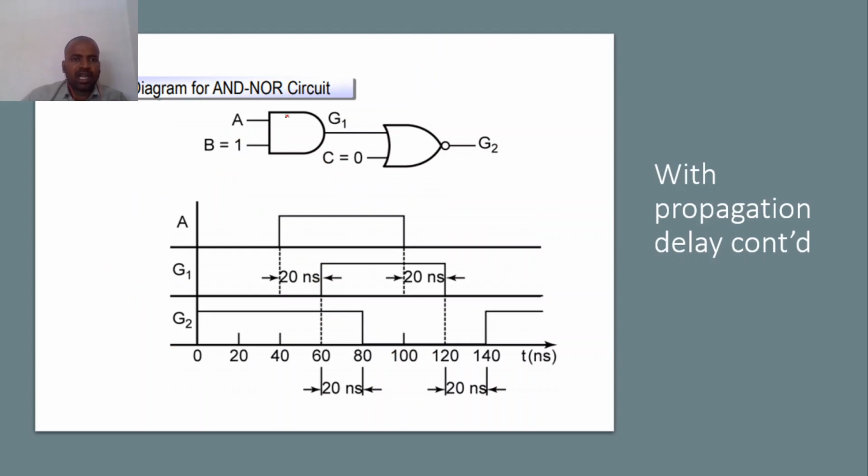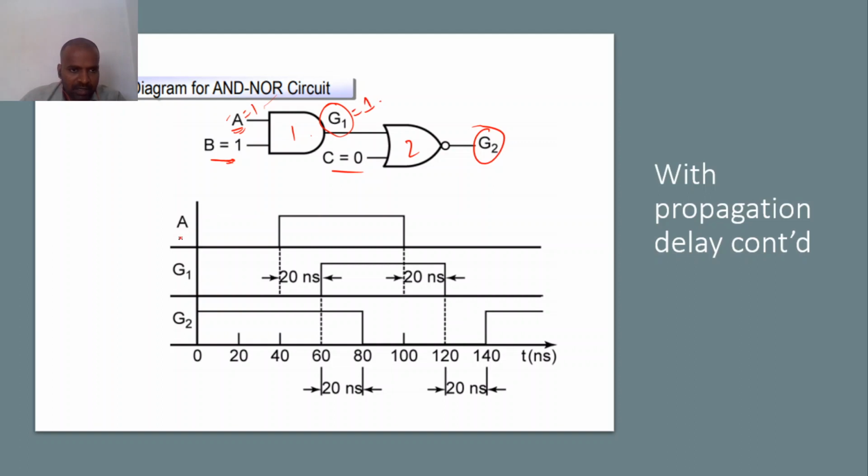And have a look at this. This is another example. Two gates are involved. This is an AND gate. This is a NOR gate. Two inputs here, A and B, where B is equal to 1, and this is gate G1 and gate G2, and here C is equal to 0. Okay. So B is equal to 1. When I give A equal to 1, my G1 value is equal to 1.